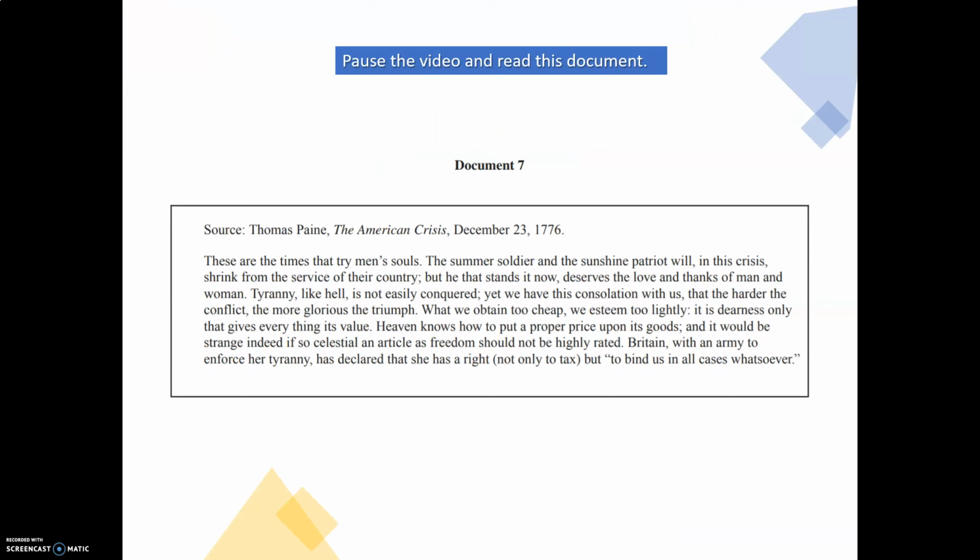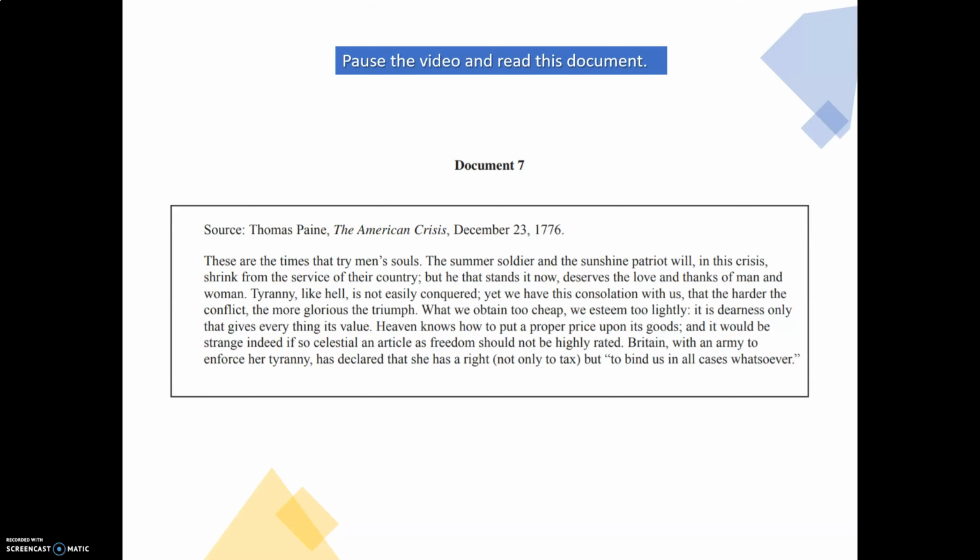All right, last document. Pause and read, please. So document 7 is by Thomas Paine. And yes, that's the same Thomas Paine of Common Sense, the pamphlet that had helped galvanize so many American colonists into patriots. He's writing on December 23rd, 1776. This is towards the low point of the American Revolution, where things are not looking well at all up in the north.